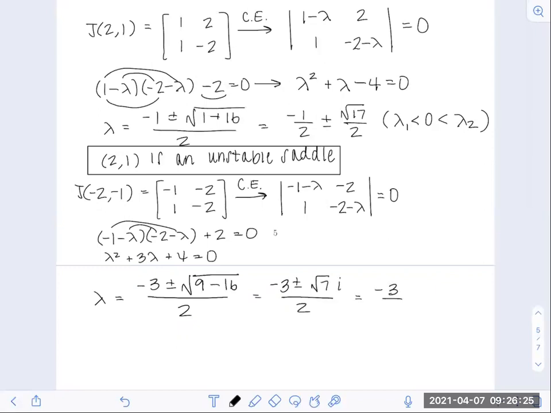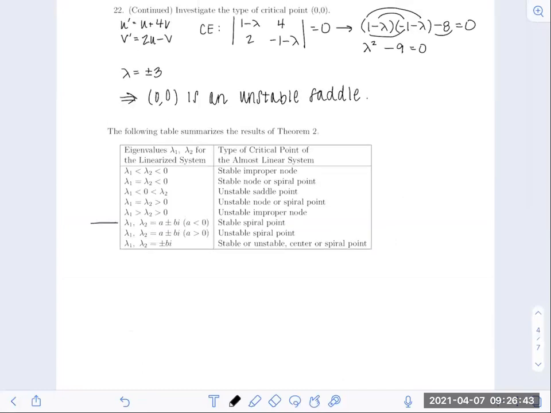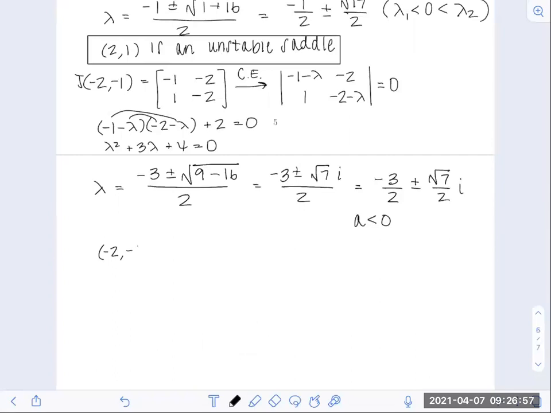Or you can emphasize the fact that the real portion is negative by splitting it up in this way. All right, so this is a complex conjugate pair. A is negative. Let's scroll back up to that table, and we are in this row right here. So we can definitively say that the point (negative 2, negative 1) is a stable spiral point.